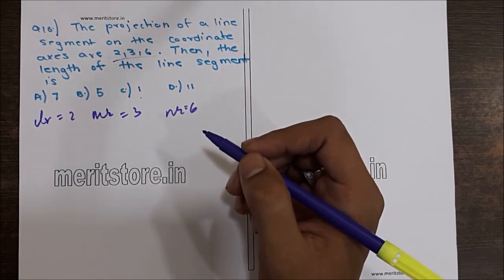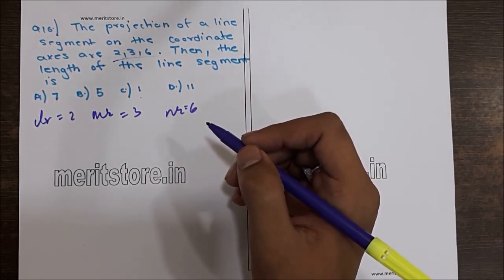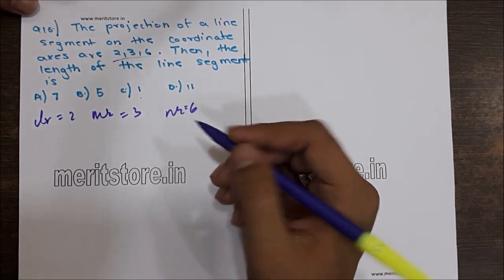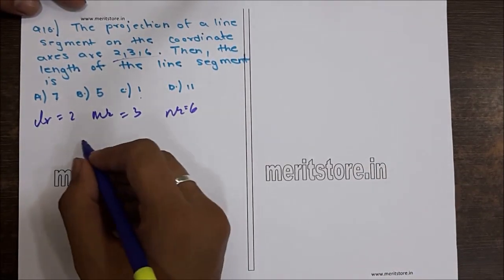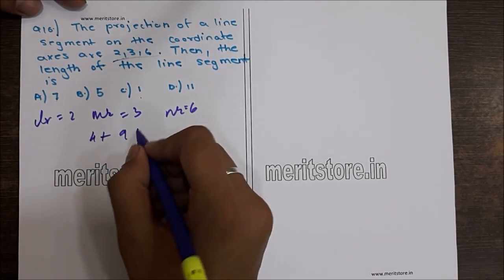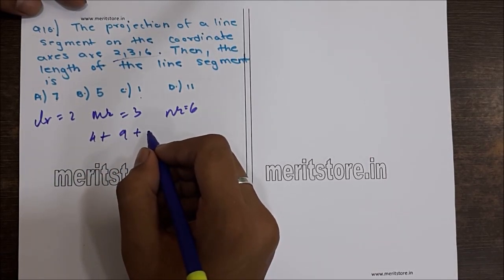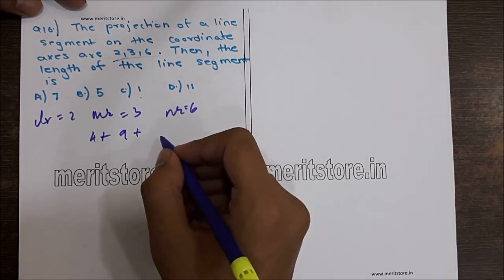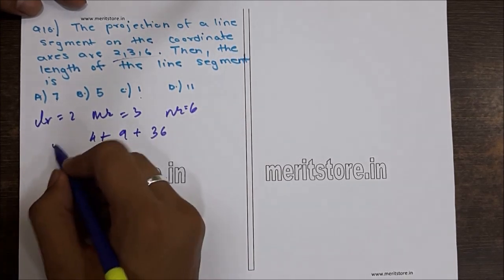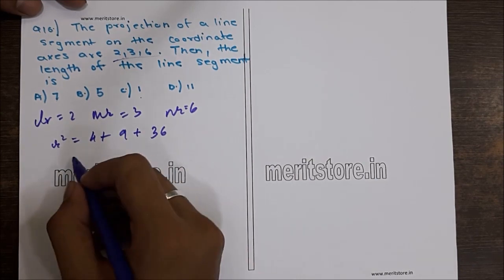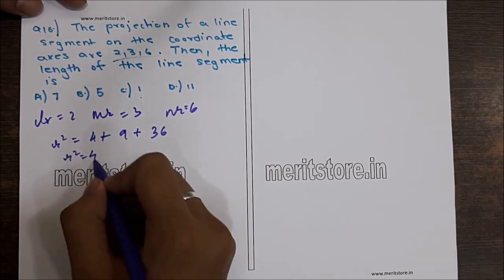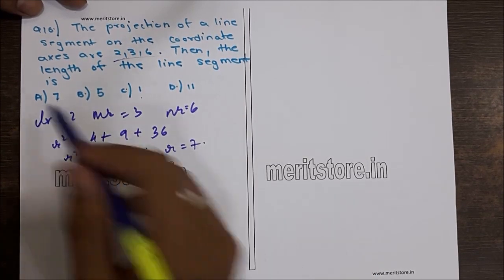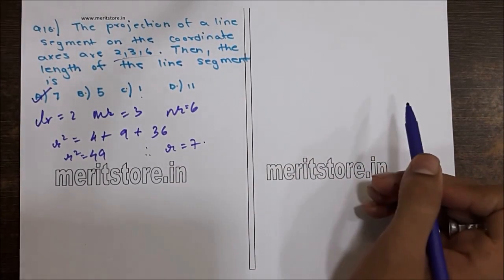Now with the formula we know that L square R square plus M square R square plus N square R square would be 4 plus 9 plus 36. So here we get R square is equal to 49. Therefore R will be 7. So our correct answer is option A.